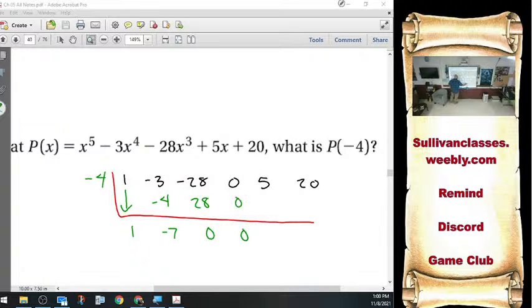0, 0, 0, 0, 5, -20. So what do I write? That is correct. Whoa, whoa. We forgot a placeholder.